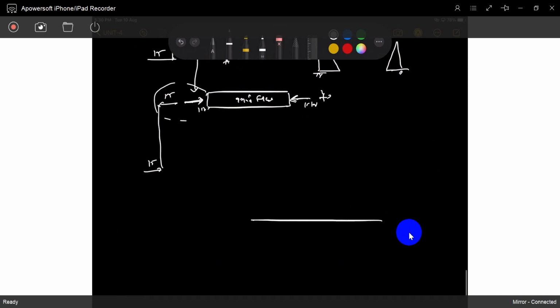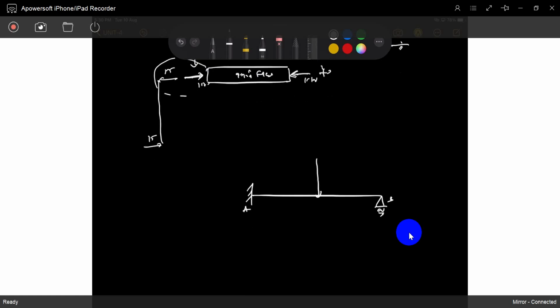If it is a small fixed end beam, it is A, it is B, A and B, and it has a load P. So what is the slope at B? Sir, it's a propped cantilever. We have to find the slope through the propped cantilever. So strain energy method or any method. Different methods are there to find out the slopes.